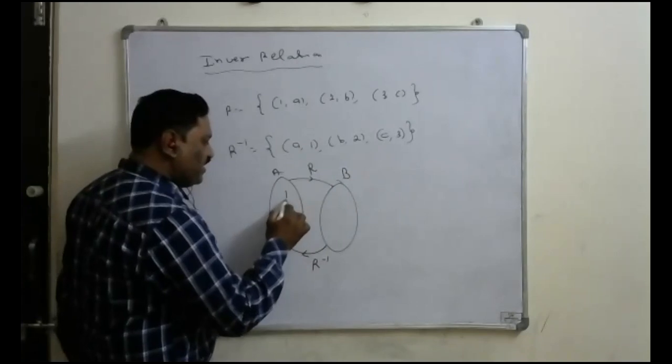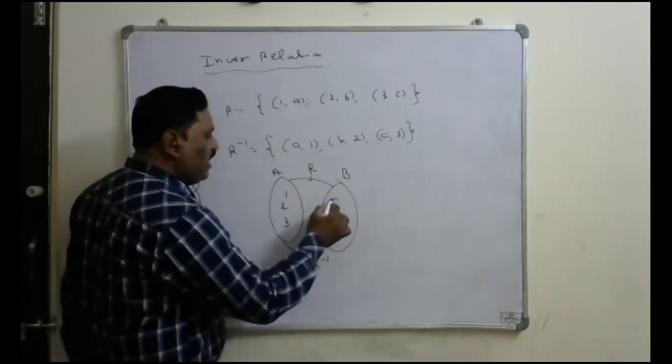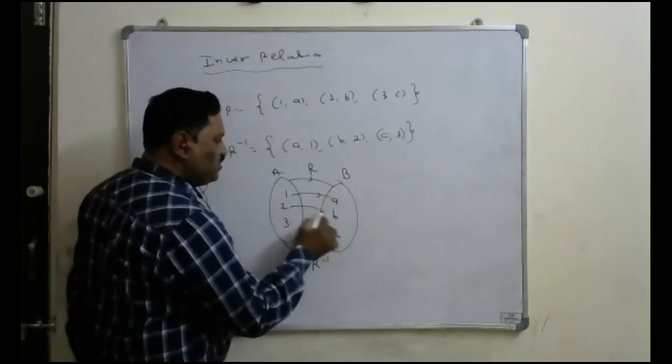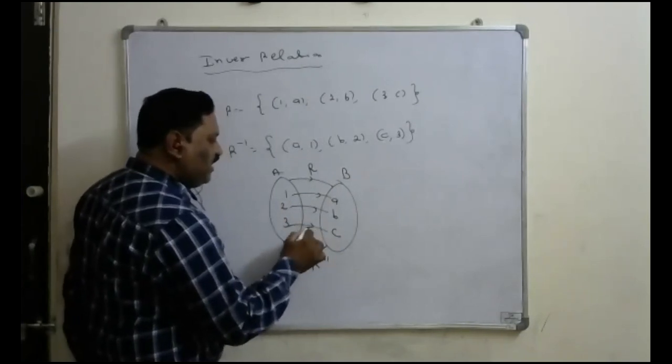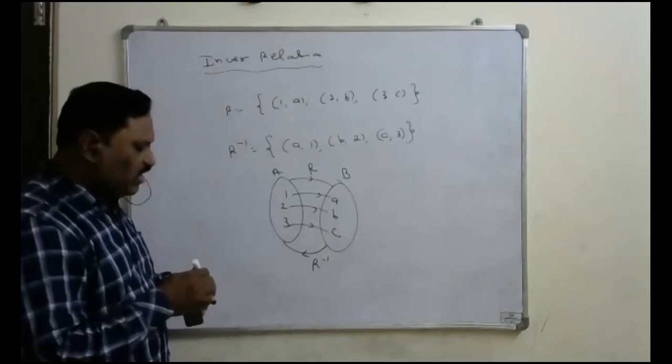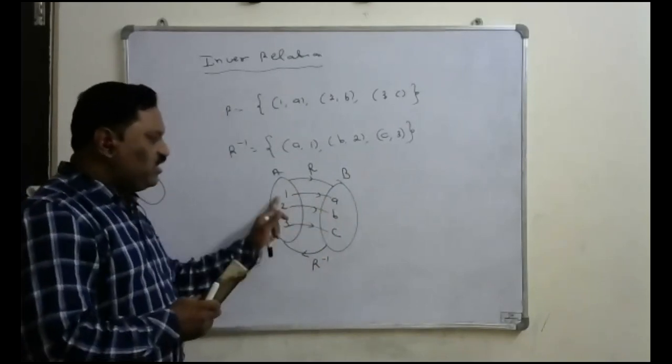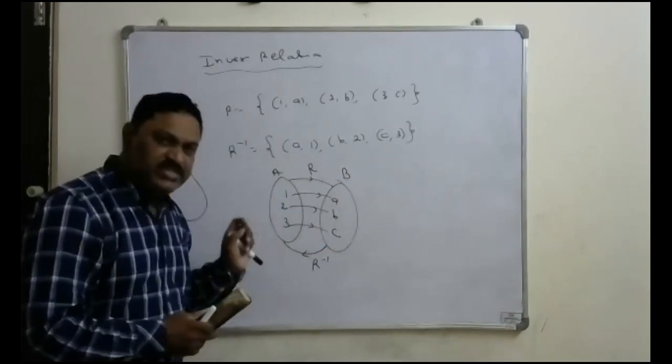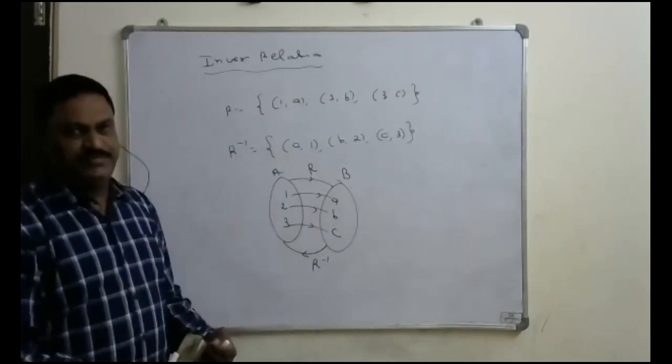That means suppose A has the elements 1, 2, 3, and B has elements A, B, C. Then 1 is related to A, 2 is related to B, 3 is related to C. So if you read in the reverse order, A is related to 1, B is related to 2, C is related to 3, which is called the inverse relation, right?